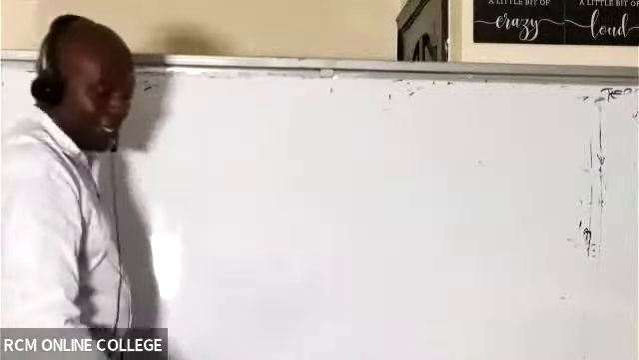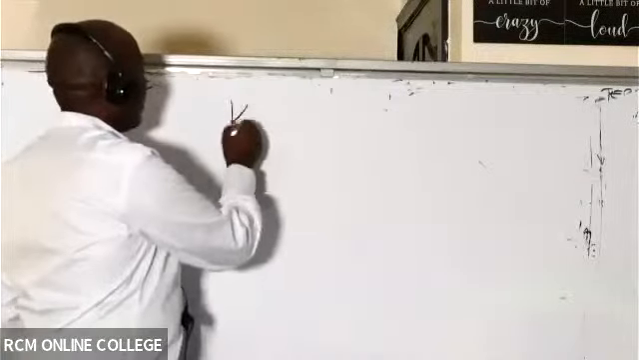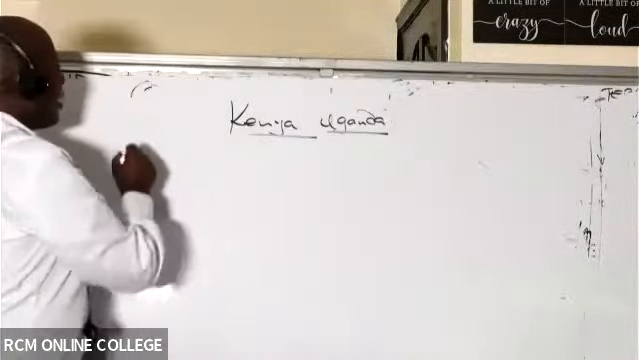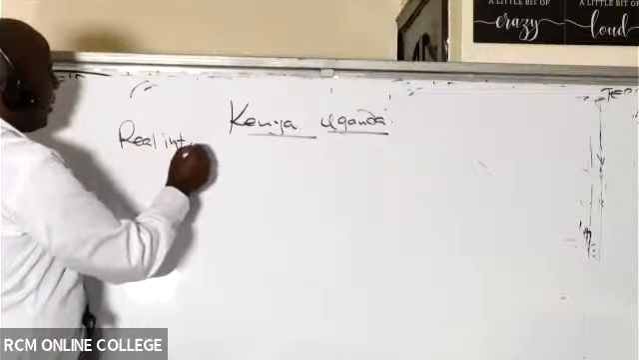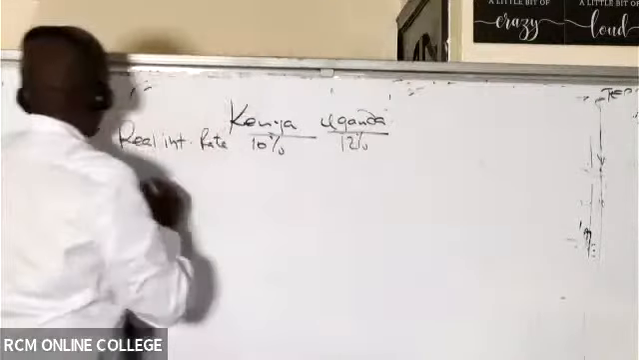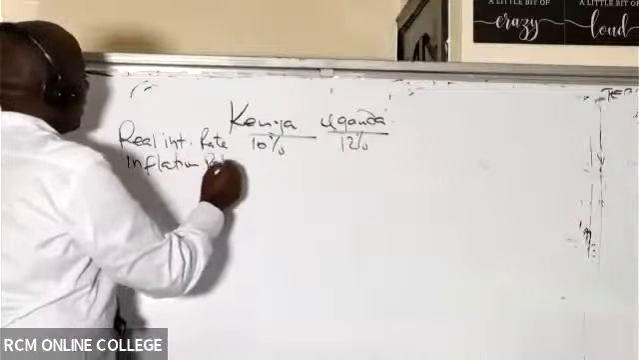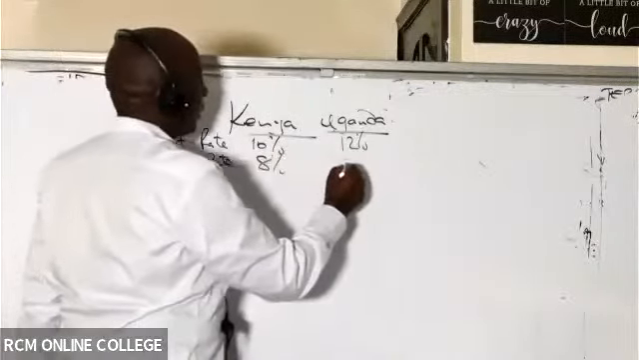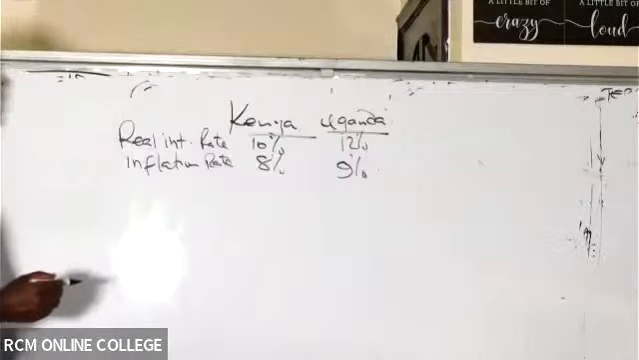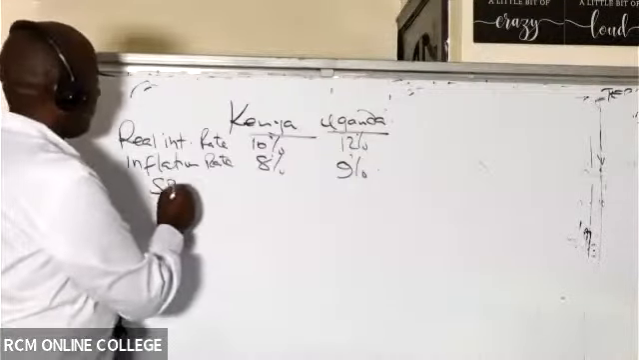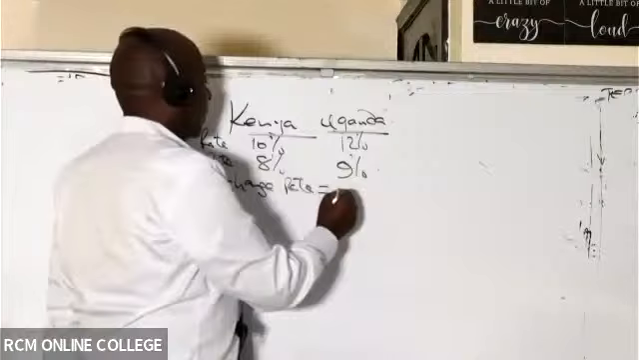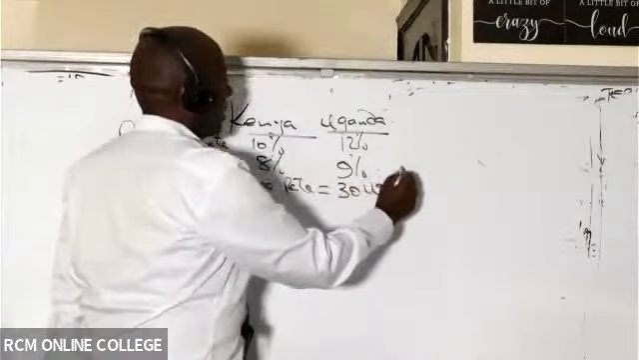Sasa tuangalie hapa Kenya, Uganda. Kenya and Uganda. So we have real interest rate: 10%, 12%. Inflation rate: 8%, 9%. Spot exchange rate: 30 Uganda shillings per Kenya shilling.